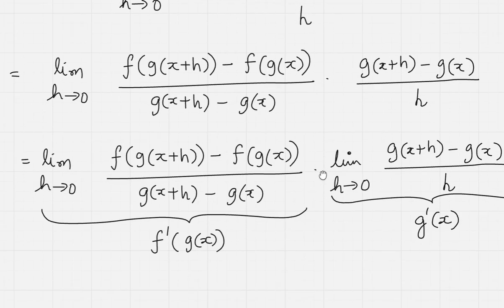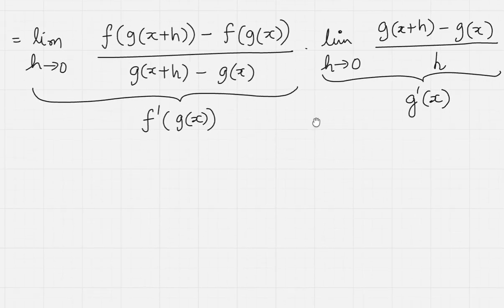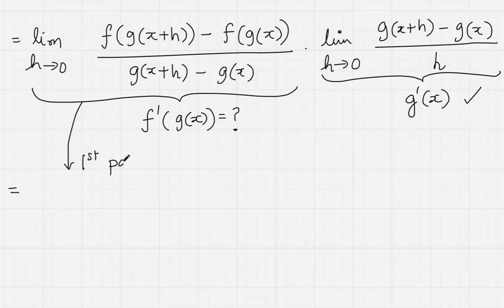Okay, let's try to see if that is indeed the case. So this is still a question mark. This we know it is true, right? This part is g dash x, and we'll see what this part is. So this first part, only the first part, may be rewritten as follows. We'll consider g of x plus h minus g of x as equal to some h dash.